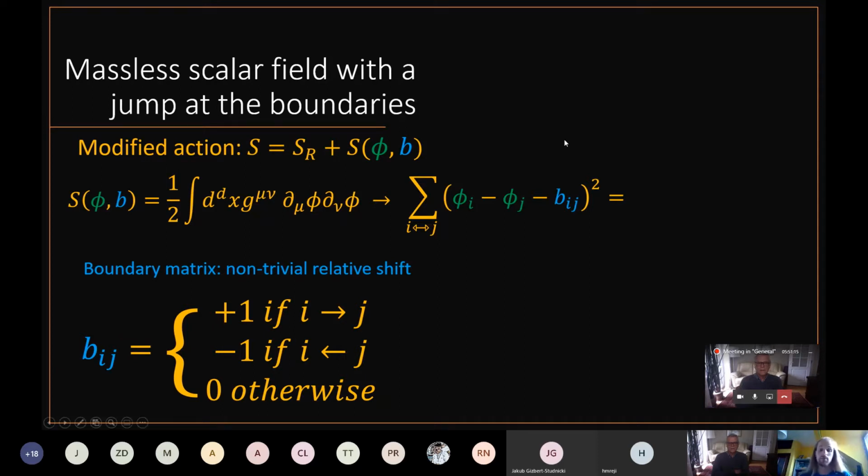But with the help of this boundary matrix, which works as follows: imagine that simplex i and simplex j are neighbors. Every simplex has 5 neighbors. So if there is a link between simplex i and simplex j, and if this link goes through a boundary, then simplex i sees the value of simplex j as +1 compared to its value. If it goes in the other direction, then it sees it as -1. And if simplex i and simplex j are connected by a dual link which does not cross the boundary, then they see the value of each other as it is.